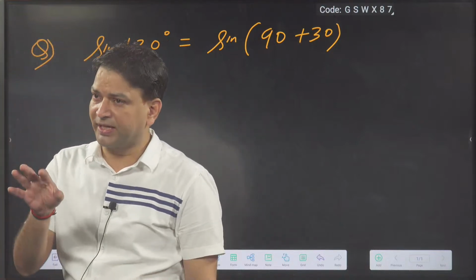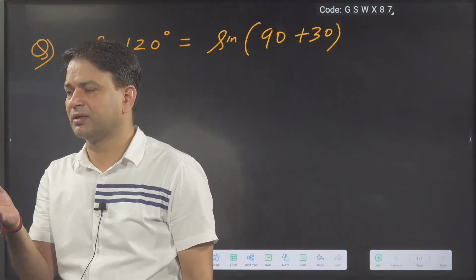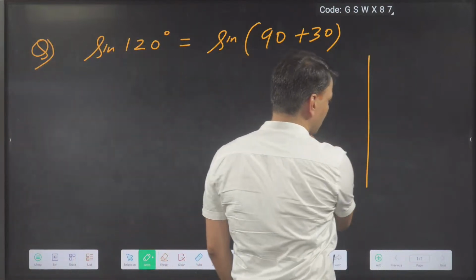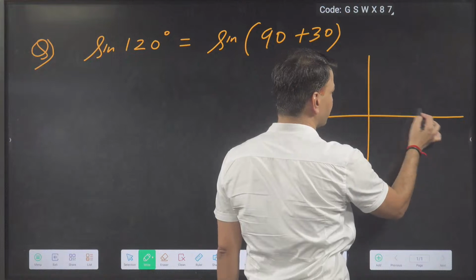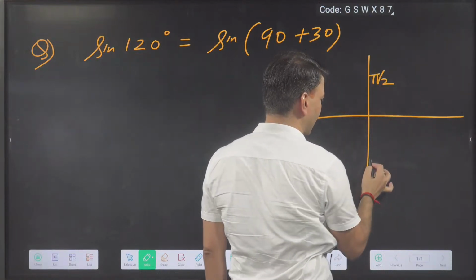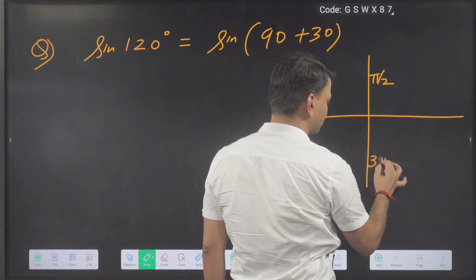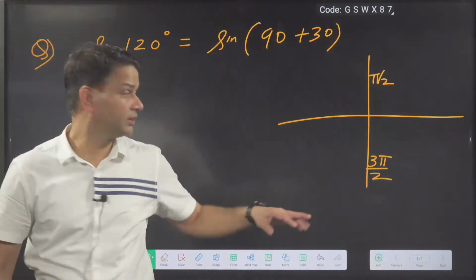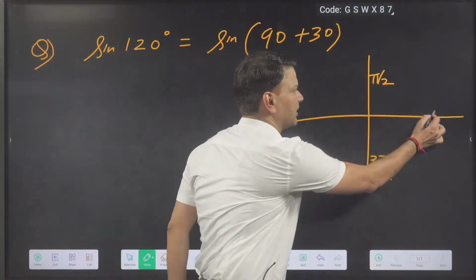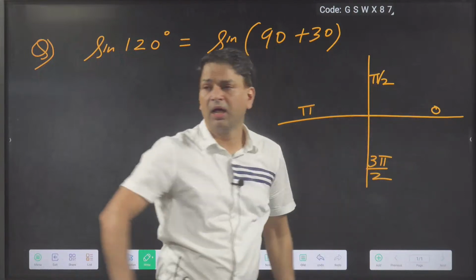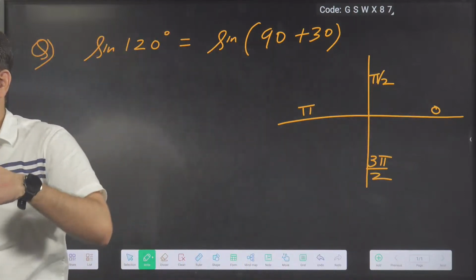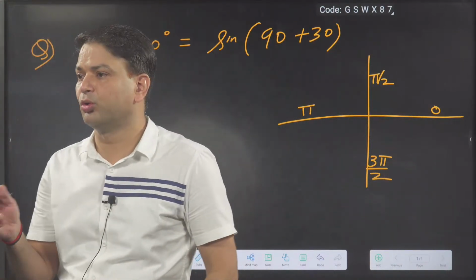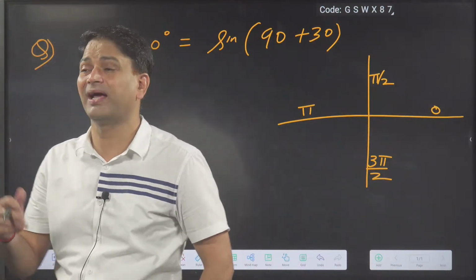But when we are splitting into 90 plus or 90 minus and 270 plus or 270 minus, like here, this is pi/2 or 90, and this is 3 pi/2. This is 0, this is pi. This is pi/2, this is 3 pi/2. So when we are splitting the angle into an odd multiple of pi/2, why am I saying odd?